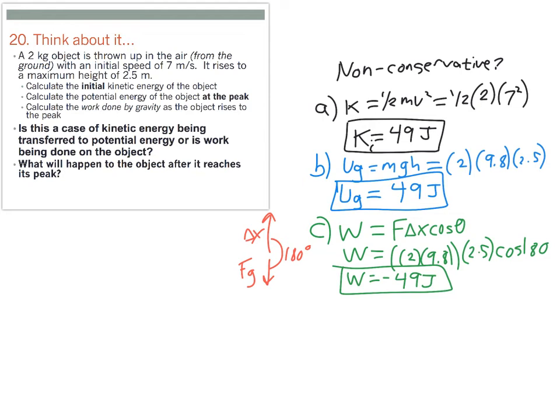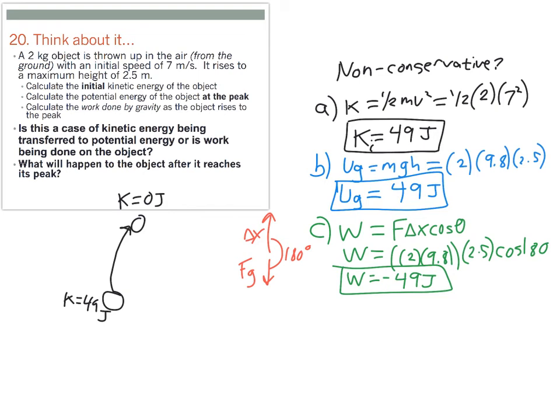So let's think for a second about these two questions down here at the bottom. Is this a case of kinetic energy being transferred to potential energy as this ball rises to the peak? Or is this a case of work being done? We know we start with 49 joules of kinetic energy here, and at the peak we're going to have no kinetic energy because we're not moving. So should we say that kinetic energy became this 49 joules of gravitational potential energy, or should we say that as it rose to the peak, gravity did negative 49 joules of work on it, taking away all of its kinetic energy?